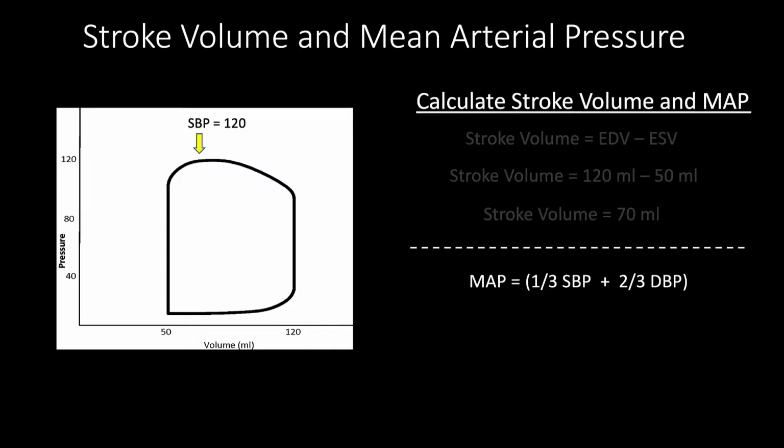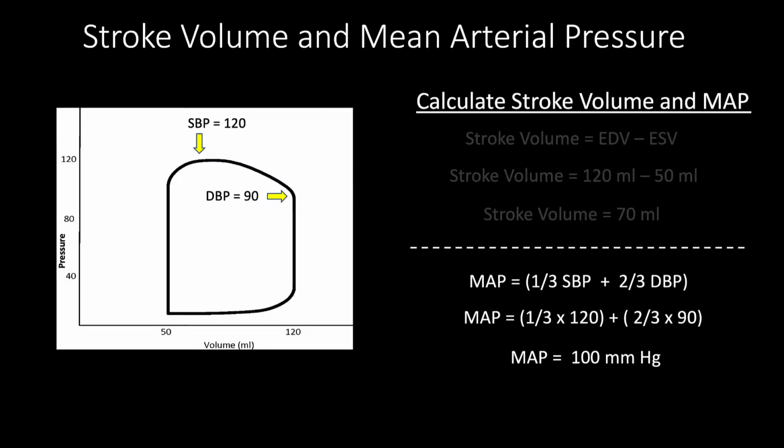How about the diastolic blood pressure? The diastolic blood pressure is right where the aortic valve opens. That's the definition of the diastolic blood pressure. And again, I can take it all the way over to the y-axis, and you can imagine it's about 90 here. So the mean arterial pressure is 1/3 120 plus 2/3 90. And you get 100 millimeters of mercury.